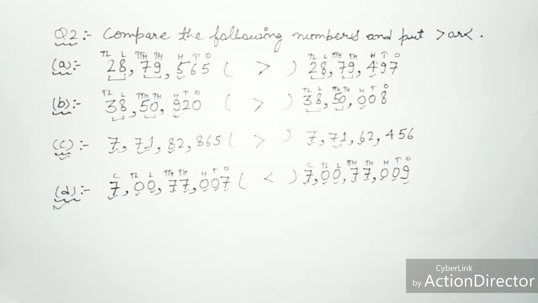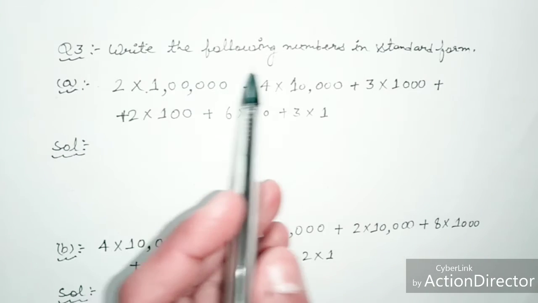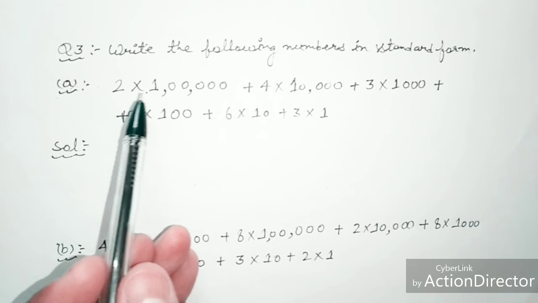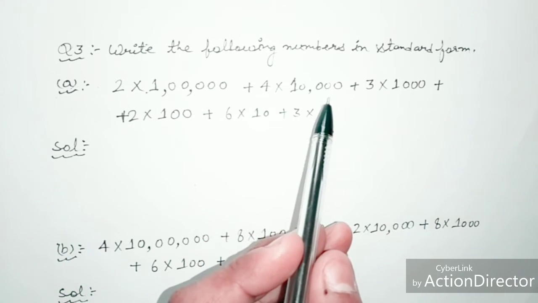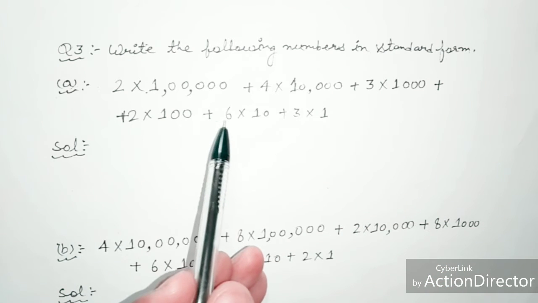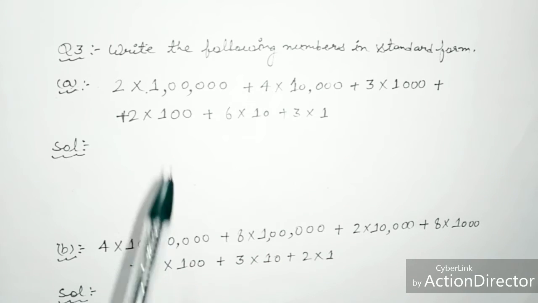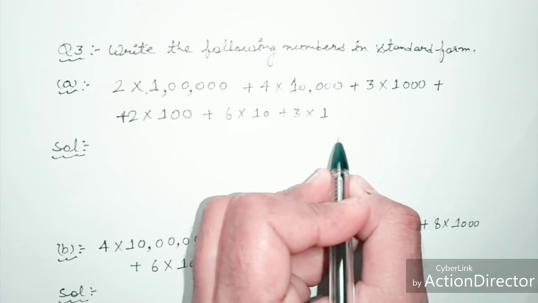So applying this place values rule, we compare two numbers. Now here we write numbers in standard form. So example number 3, write the following numbers in standard form. So example number A, 2 into 1 lakh plus 4 into 10,000 plus 3 into 1000 plus 2 into 100 plus 6 into 10 plus 3 into 1. So this is the expanded form of the number. Here we apply place values rule. So first we write 1.